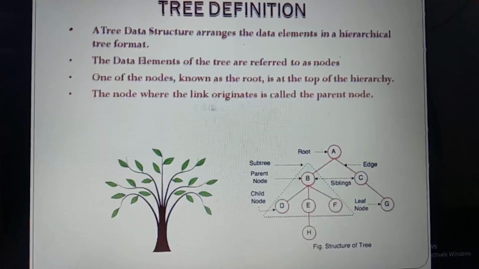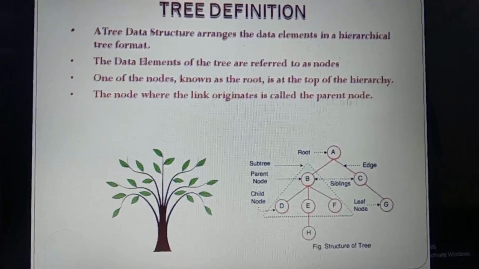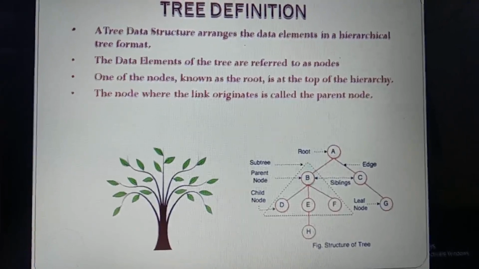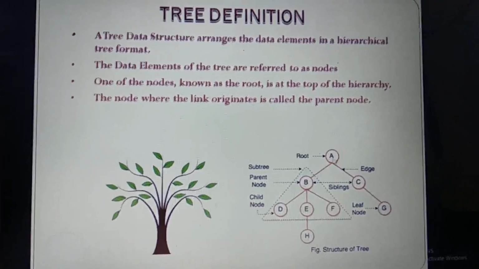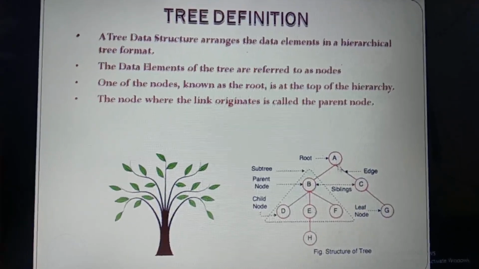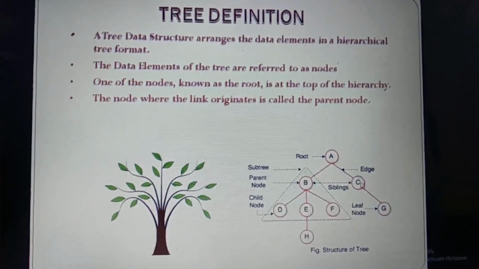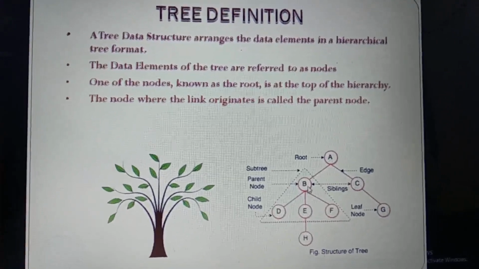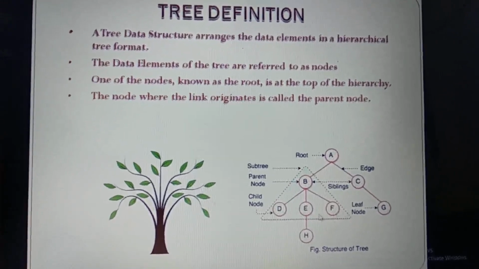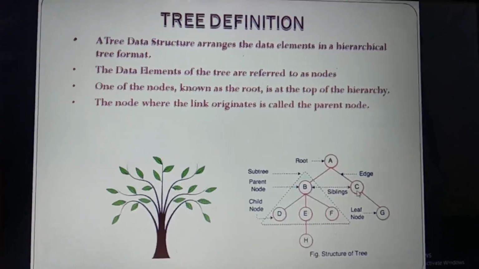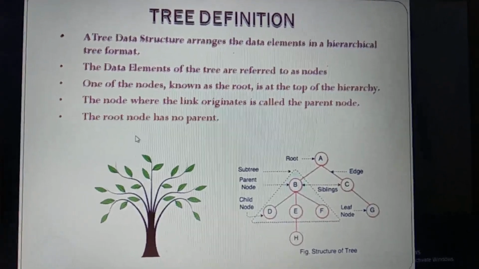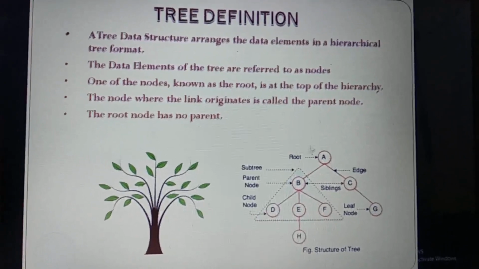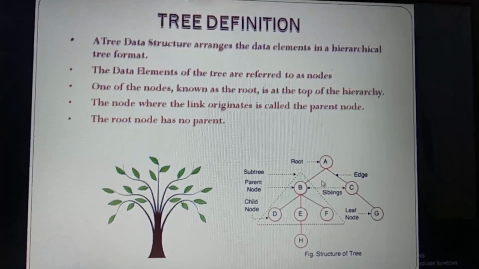The node where the link originates is called the parent node. In this example, node B is originated from A, so A is the parent of B. Then A is also the parent of C. B is the parent of D, E, F. E is the parent of H. C is the parent of G. The root node has no parent because it is the first node of this tree.